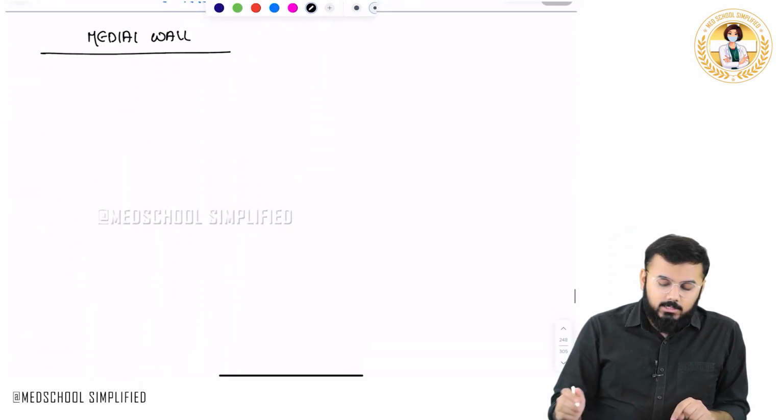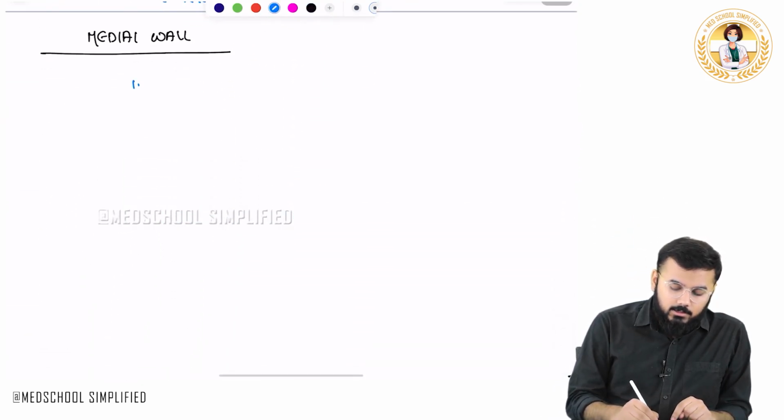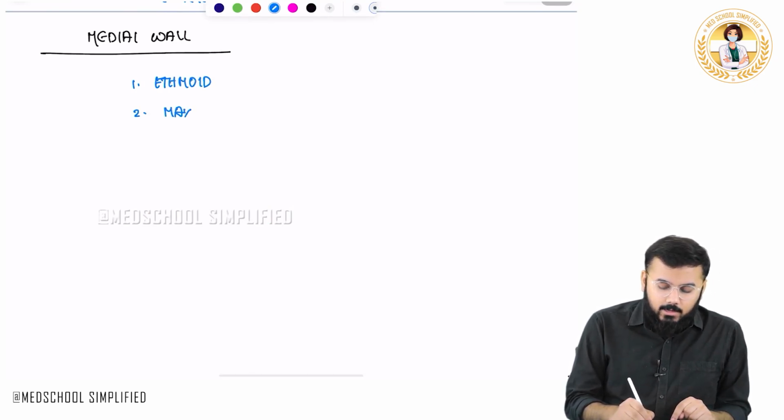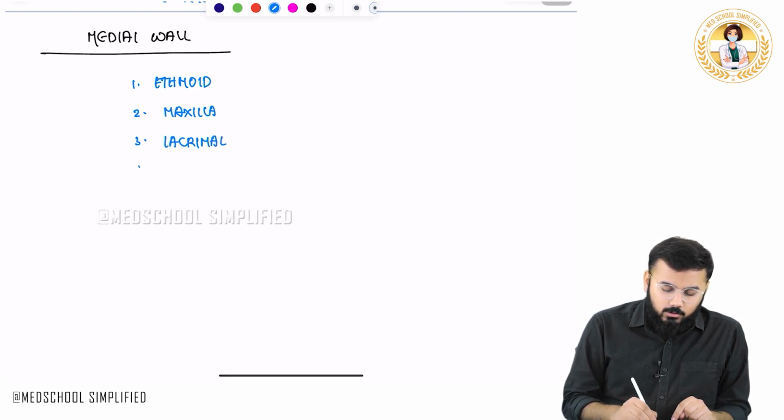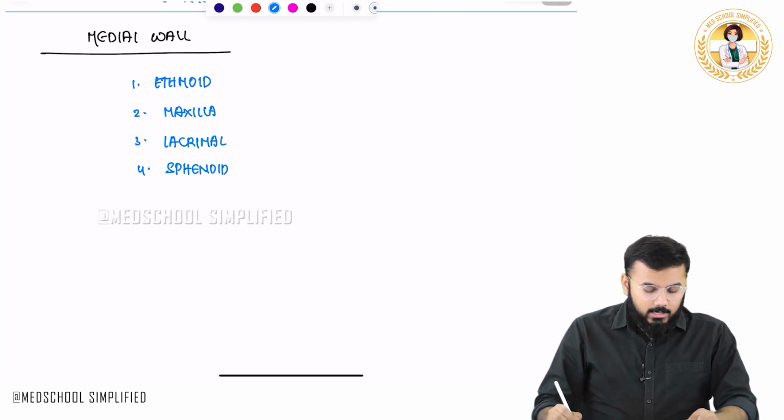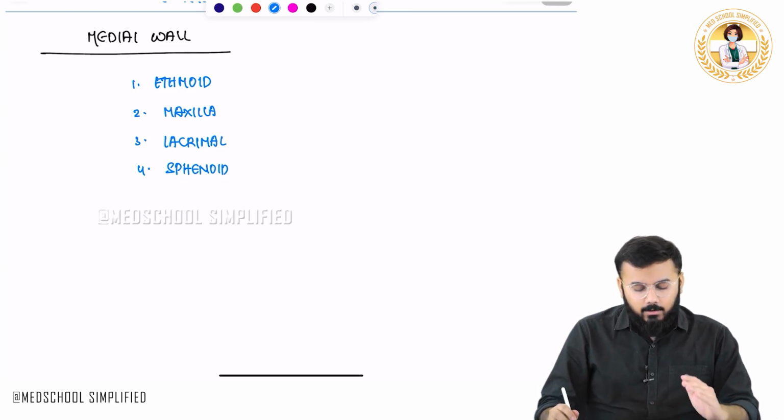So what are the structures that are forming the medial wall? One is your ethmoid bone. Second one is your maxilla. Third one over here is your lacrimal bone, and fourth important one is your sphenoid bone. So these are the structures that are forming the medial wall.